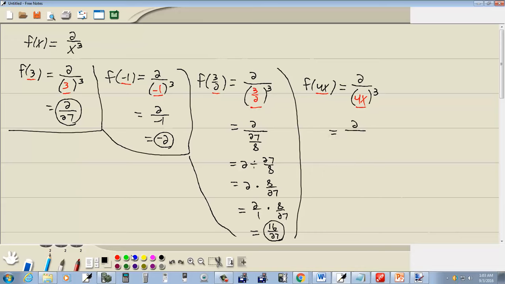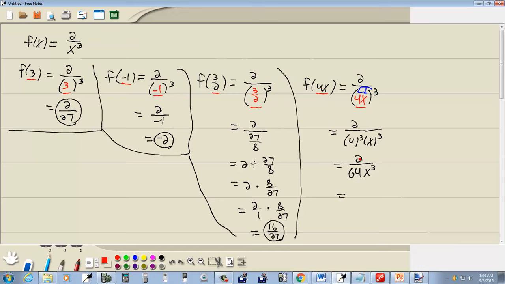Now if you've got multiple items inside of parentheses separated by multiplication or division, and you're raising the parentheses to a power, you can apply the power to everything inside. So we can take the 4 to the third power, and we can take the x to the third power. So we're going to have 4 to the third power, and x to the third power. Now 4 to the third: 4 times 4 is 16, times another 4 is 64. And x to the third power is just x cubed.